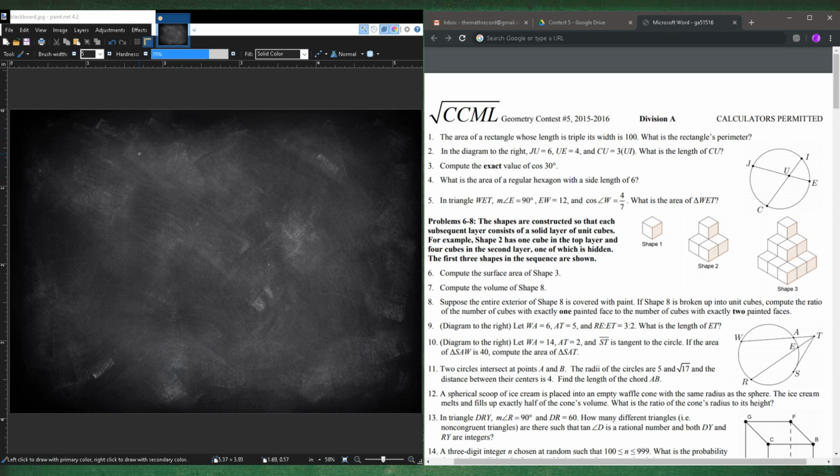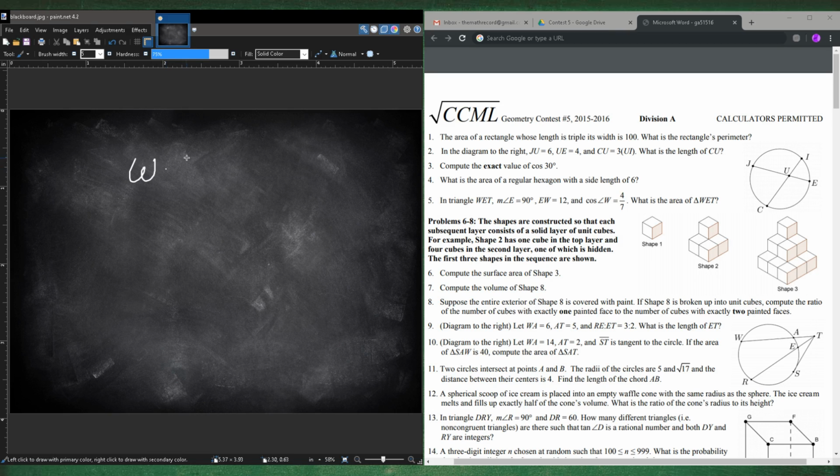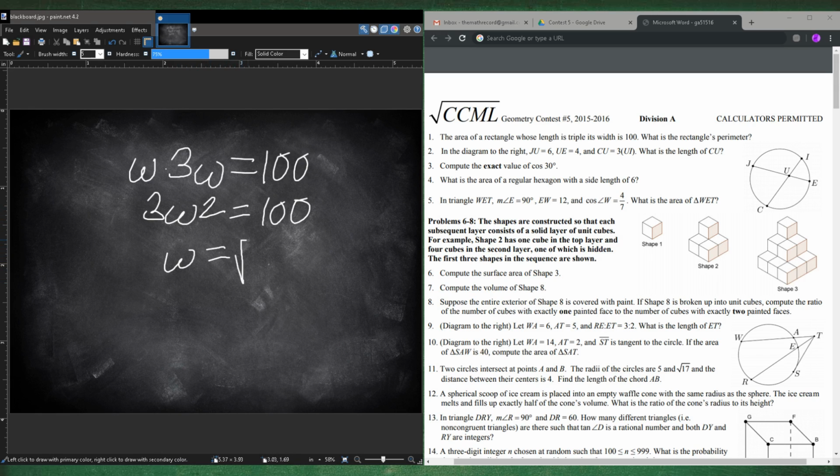So the area of a rectangle is just length times width. Its length is triple its width. So let's say its width is W, and its length is 3W. W times 3W is equal to 100, so 3W squared is equal to 100. So W is equal to the square root of 100 over 3, which is equal to 10 square root 3 over 3. So that's the width.